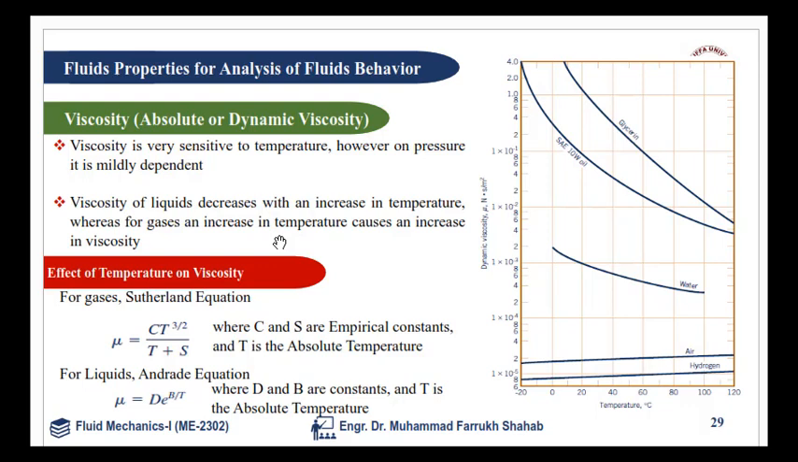These are the equations which are temperature dependent, and C and S are empirical constants which can be found by experiments. Whereas in the other equation, D and B are also constants and T is absolute temperature. These two formulas by Sutherland and Andrade can be used to find the viscosity as a function of temperature.